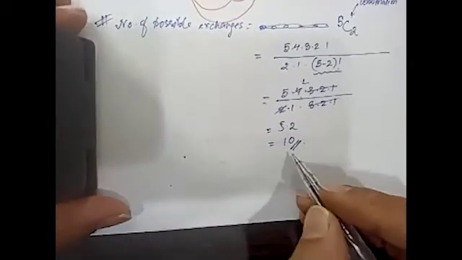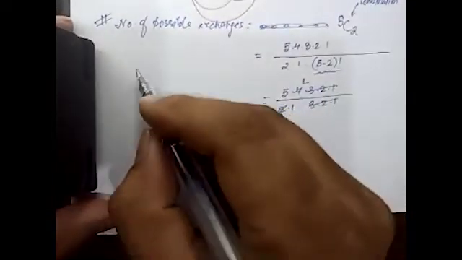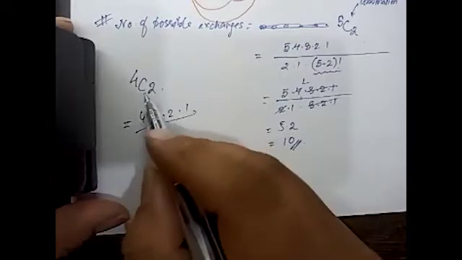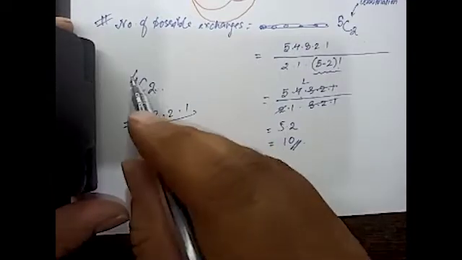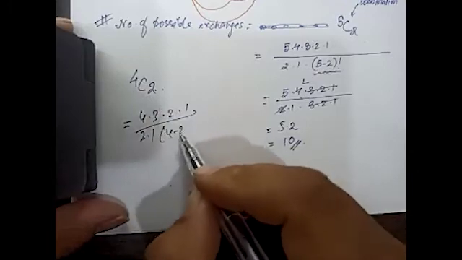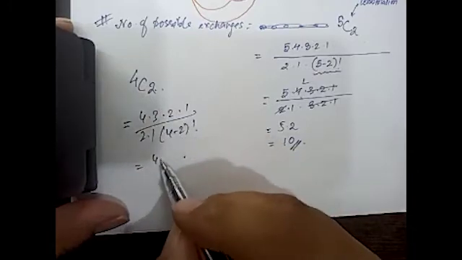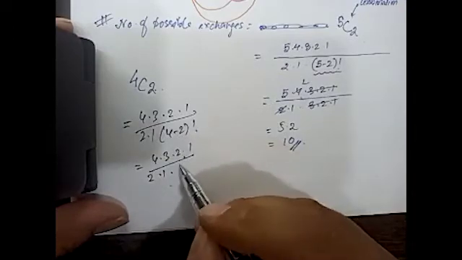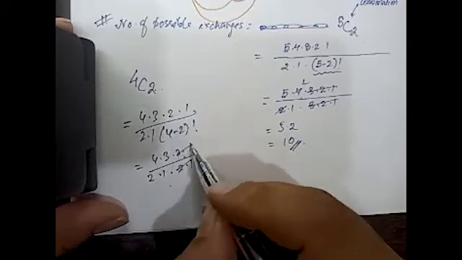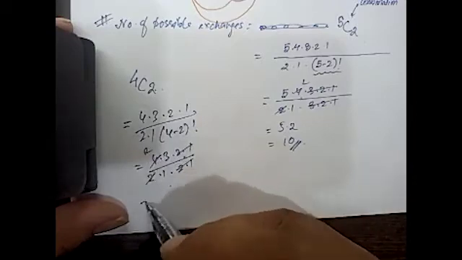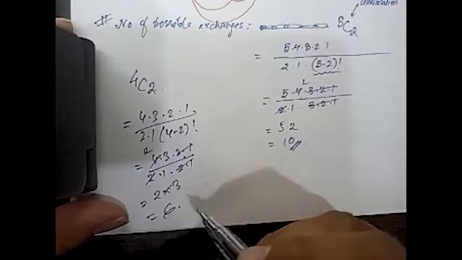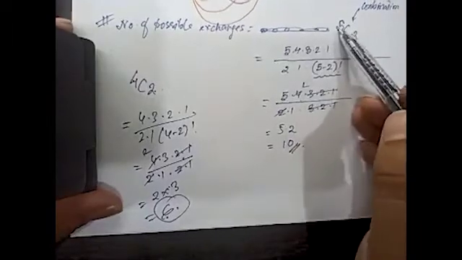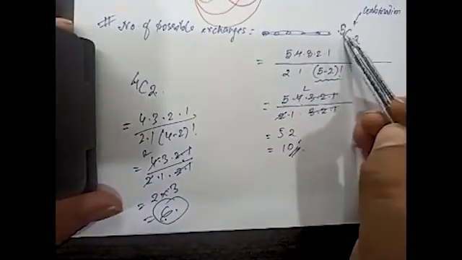If you take 4 unpaired electrons and do the same calculation, 4 into 3 into 2 into 1 over 2 into 1, into 4 minus 2 factorial, which is 2 into 1, ultimately you get 2 times 3, that is 6. So the number of possible exchanges with 4 unpaired electrons is 6, and with 5 unpaired electrons it is 10.